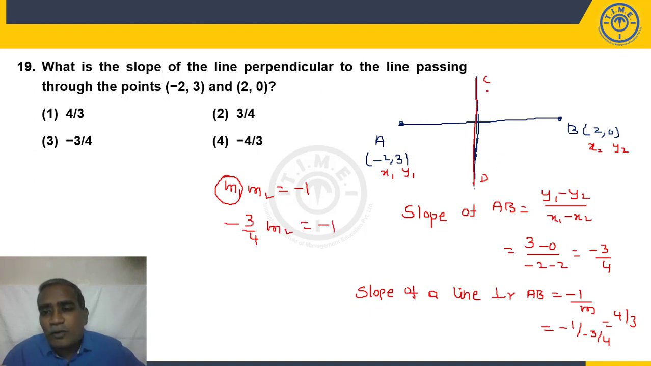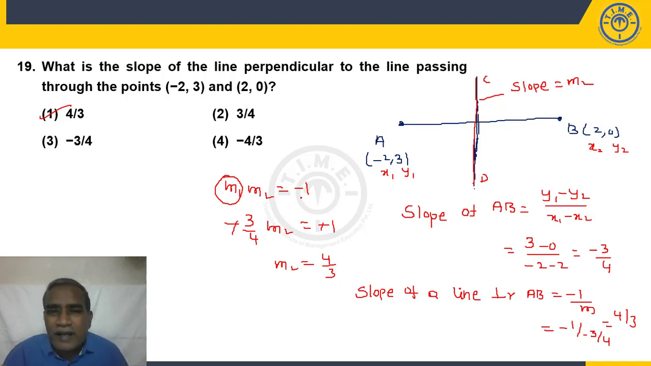I am considering the slope of CD is m2. Slope of AB is m1. I want m2. Minus, minus cancel. So what is m2? 4 by 3. I got the answer. Clear? If two lines are perpendicular, the product of the slopes is equal to minus 1.